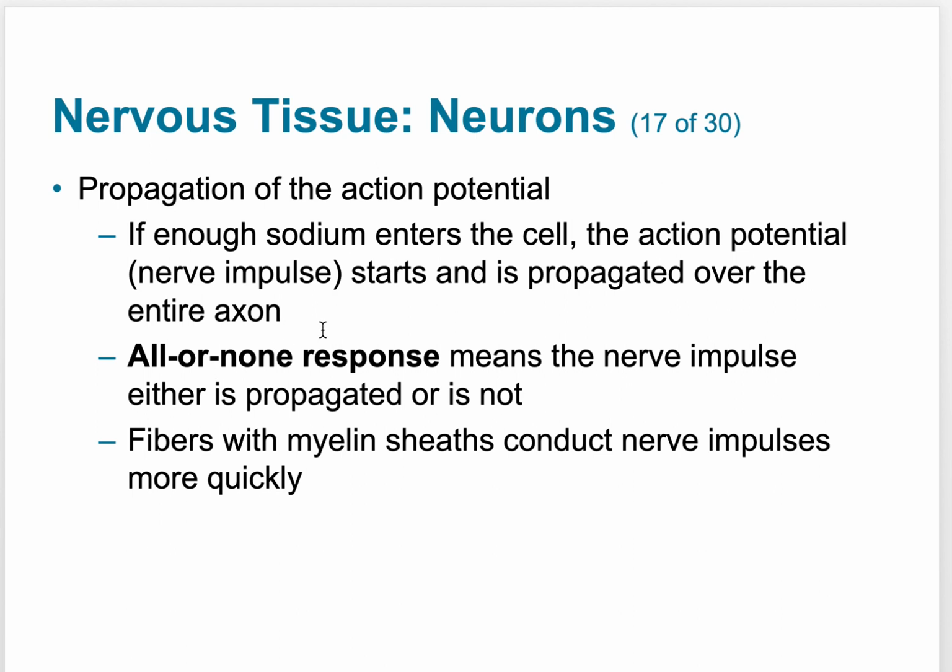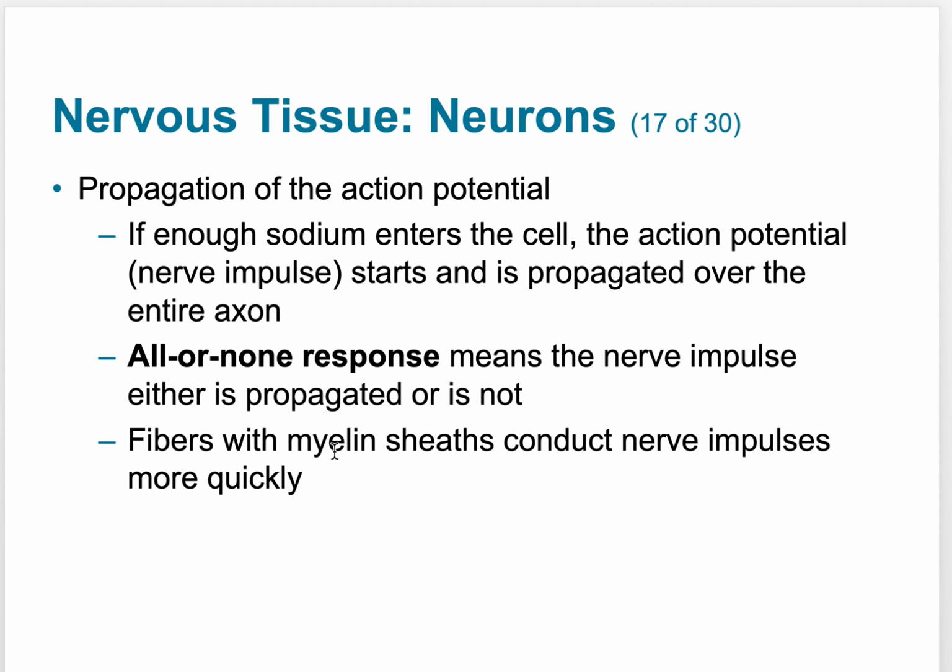And it's interesting, it's called an all or none response. It means that it has to reach a certain threshold in order to get this process to happen. If you don't reach threshold, the nerve impulse will not happen. Okay, so it's all or none. Once the nerve impulse does happen, it'll propagate all the way down the axon. So an all or none response means that the nerve impulse either is propagated or not. You can't have any gray area. Either it does happen or it does not. Okay, so that's what we call an all or none response.